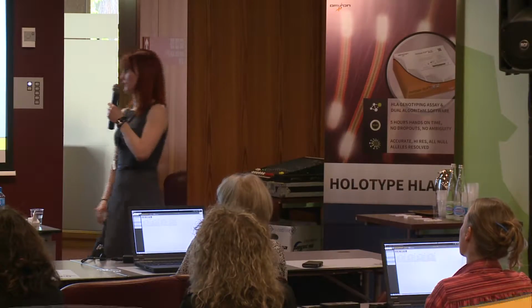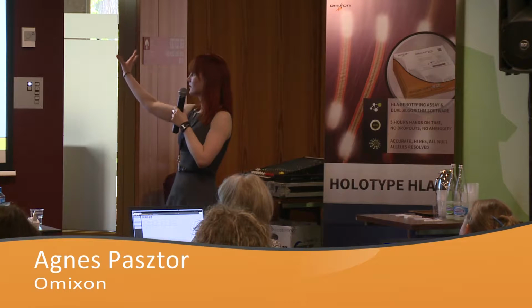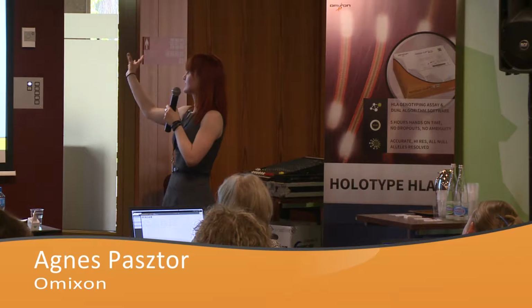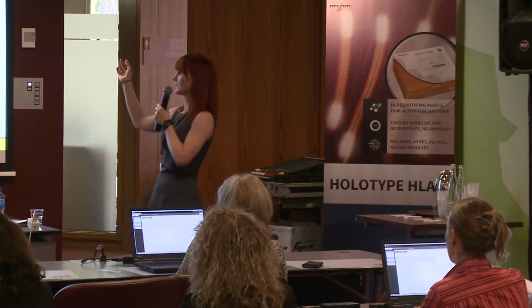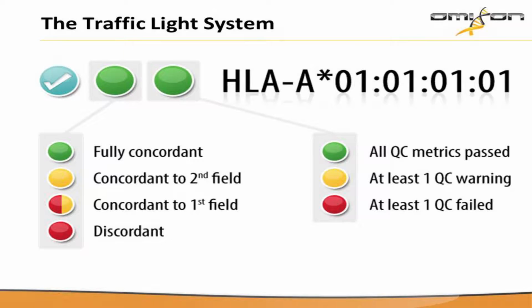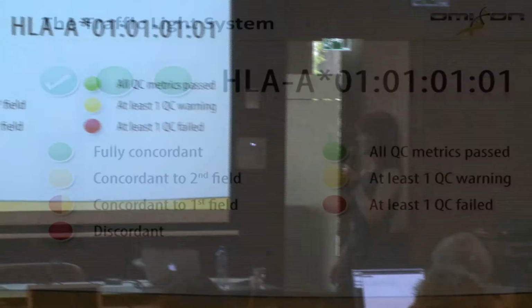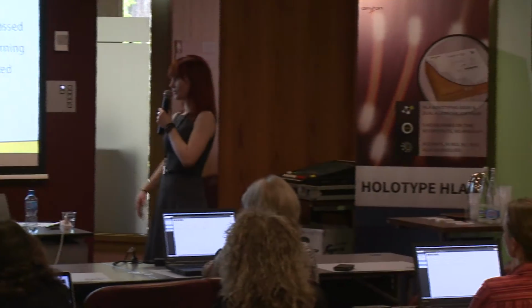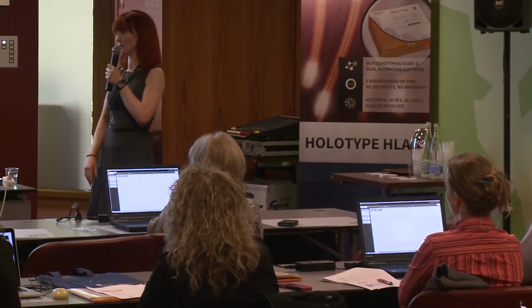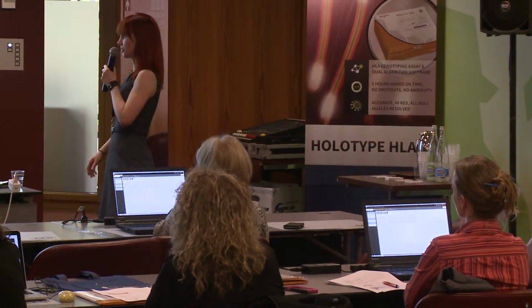A bit more about the traffic light system. Each result basically comes with two traffic lights. The first one shows the concordance between the algorithms. If the two algorithms agree, we have a green traffic light. If the result is concordant up to the second field, then you will have a yellow traffic light. And if it's concordant up to just the first field, then you will have this red-yellow combination.